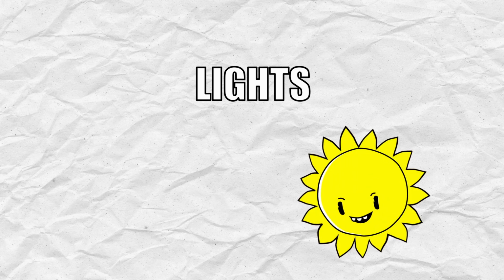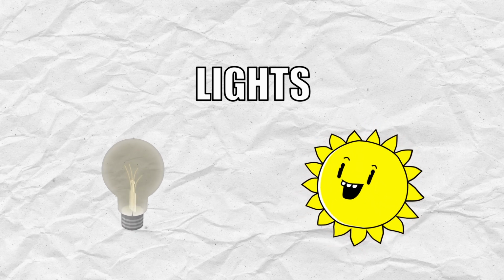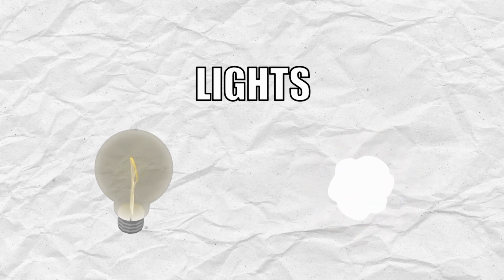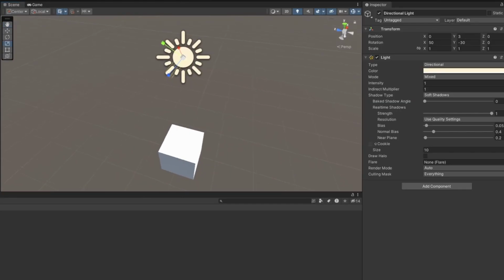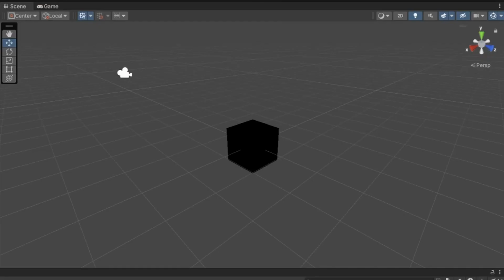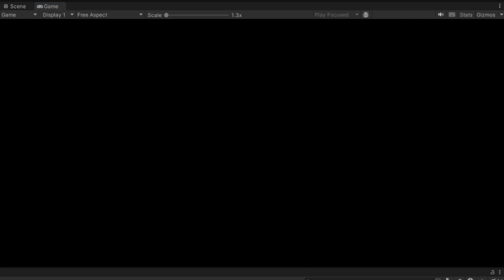Now let's talk about lights. Lights in Unity act like the sun or lamps in the real world. They make your game world visible by illuminating objects. You can place and configure lights to create different moods and atmospheres in your game, just like adjusting the lighting in a room to create the right ambience. So even if you have a camera game object in our scene, without any light, we would only see darkness.